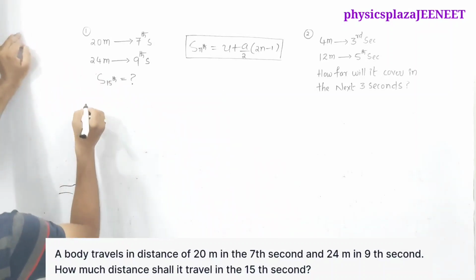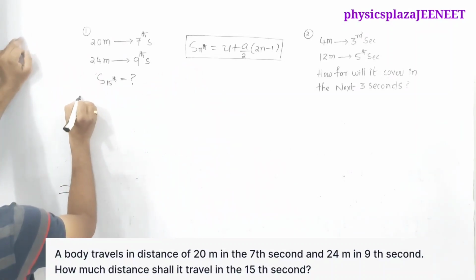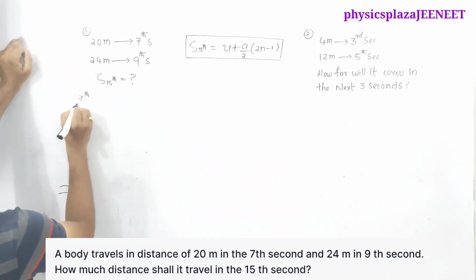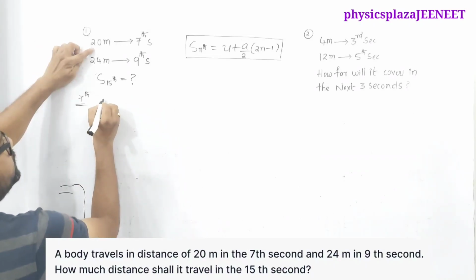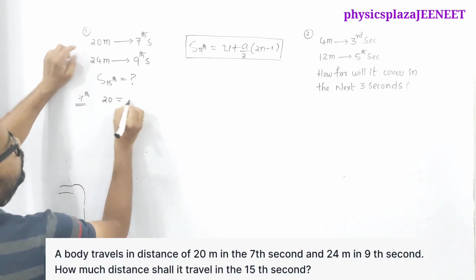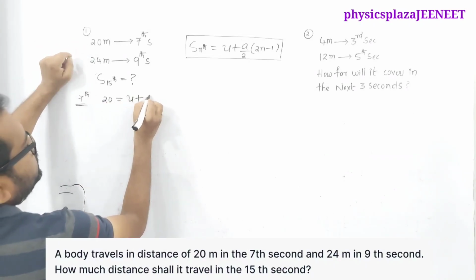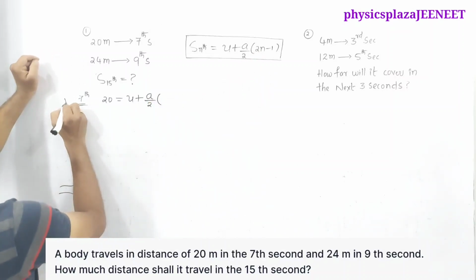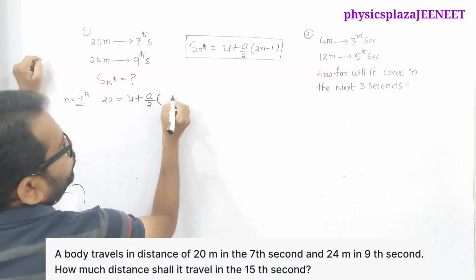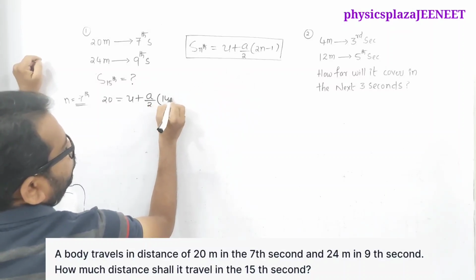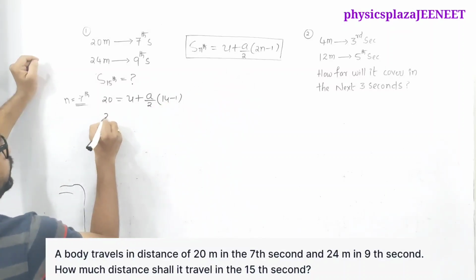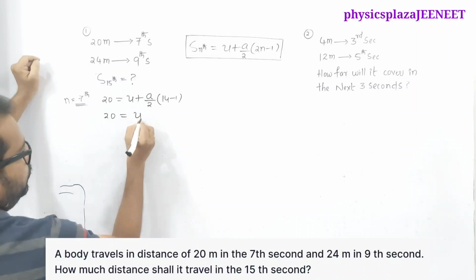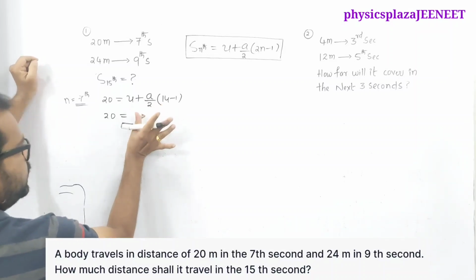So, children, here distance covered first. Let us talk about the 7th second case. 7th second. So, the distance covered is 20 is equal to u, which is not known, plus acceleration, which is not known, into 2 into n. So, here n is equal to what, children? 7. So, 2 into 7 is how much? 14. 14 minus 1. So, this is 20 is equal to, okay, let us take LCM.